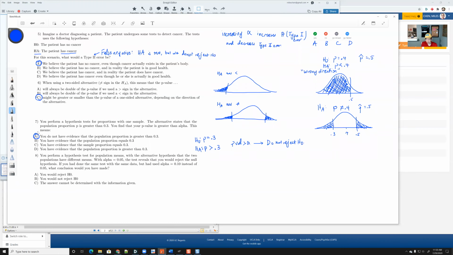All right, and then for number 8, it says you perform a hypothesis test for population means with the alternative hypothesis that the two populations have different means. With alpha equal to 0.05, the test reveals that you would reject the null hypothesis. If you had done the same test with the same data, but this time used alpha equal to 10%, what conclusion would you have made? Let me have you guys think about your answer choice for number 8, and then I'll have you all click your response.